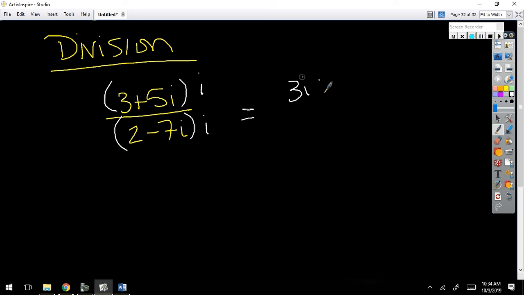I have 3i plus 5i squared. I don't really care what's going on in the top because that's a moot point. I'm looking at the bottom: 2i minus 7i squared. Look, I still have an i in the bottom. That did not resolve the problem. Can you somehow square the i? So I'm going to tell y'all what to do.